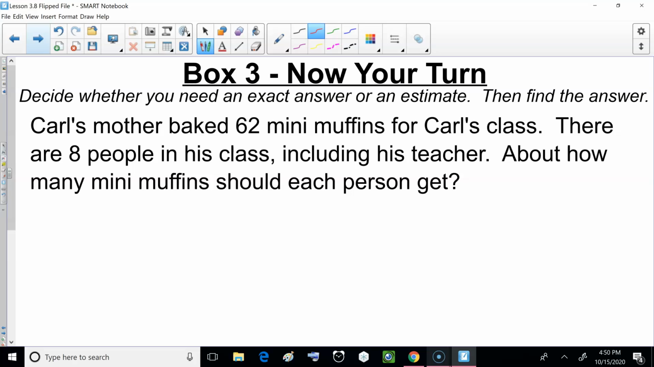So notice how you need an exact answer and estimate, and then figure out the answer from there. So you can pause the video, read the problem again, picture what's going on there, and do your best to solve it.